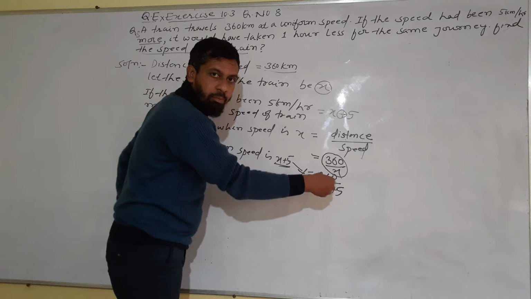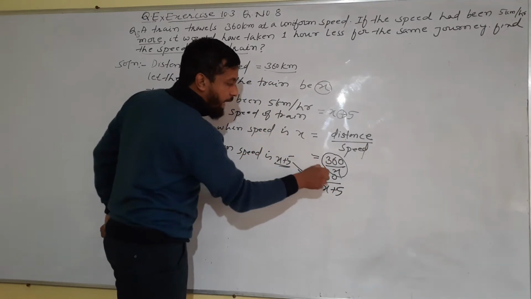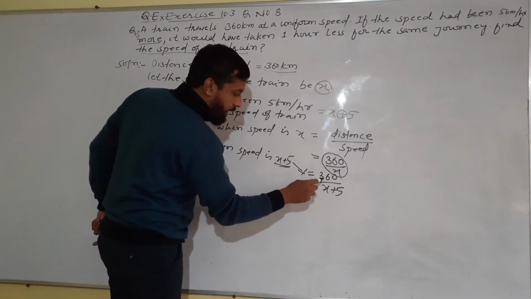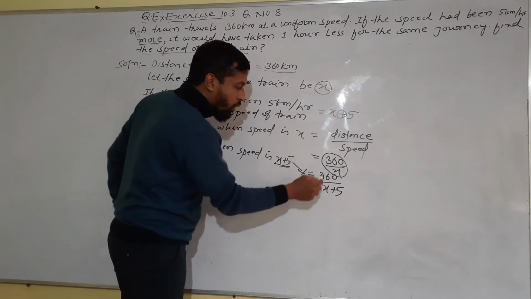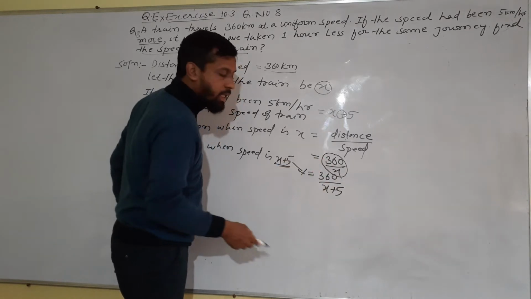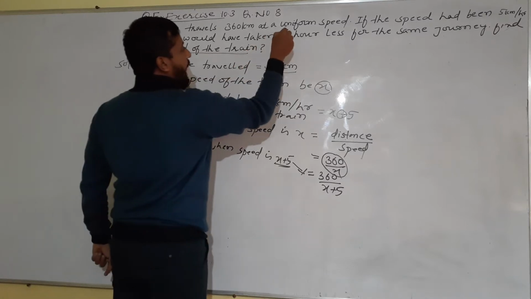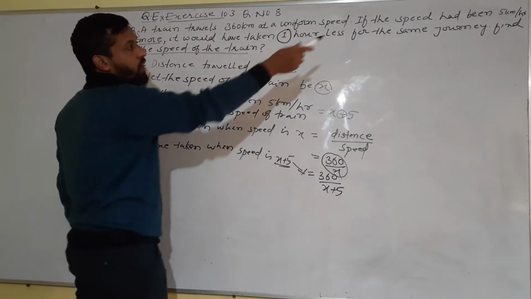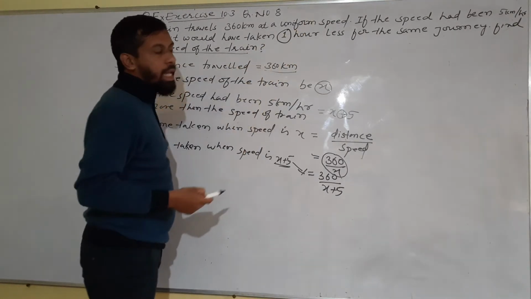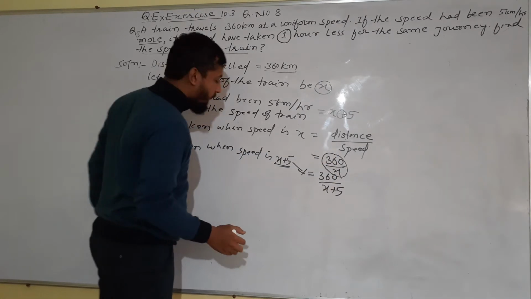When speed is more, that time will be less. So here time taken is more when it is 360 divided by x, and time taken will be less when speed is more. If we increase the speed, that time taken is less. What is it saying? The difference in the time is 1. When 5 km per hour more, it would have taken 1 hour less for the same journey. It means the difference between both is 1.